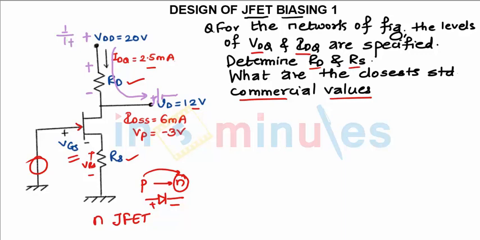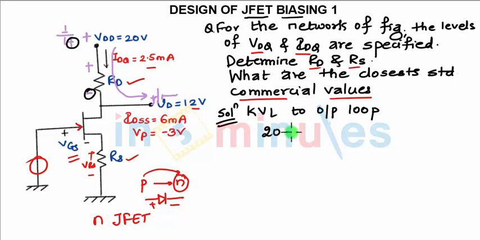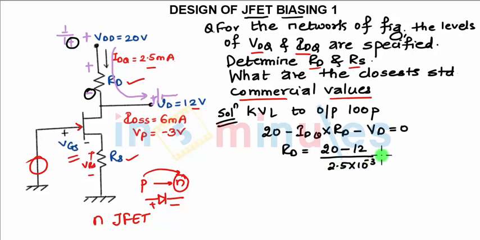So when you apply KVL in this loop, you can see KVL to the output loop. What will be the equation? We are leaving with a positive sign, so 20. We are leaving with a negative sign, so minus IDQ into RD. We are leaving with a negative sign, so minus VD equals 0. So I can find RD from this as 20 minus 12 divided by IDQ, given as 2.5 into 10 raised to minus 3. So I have got RD as 3.2k.